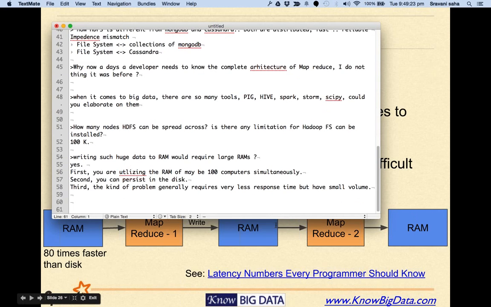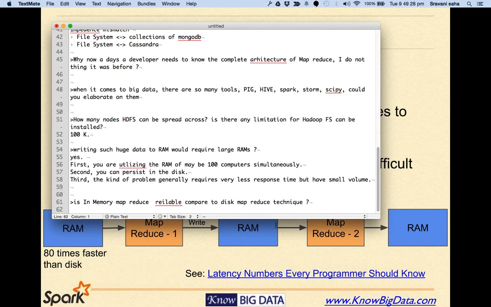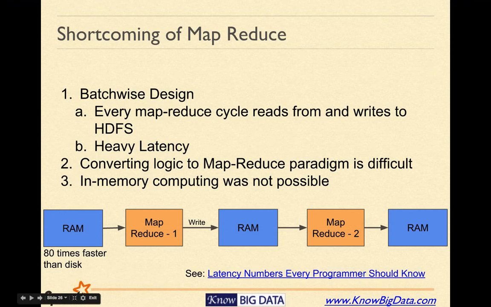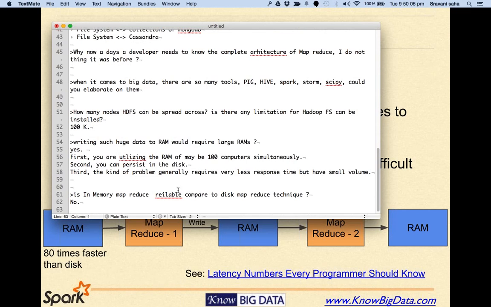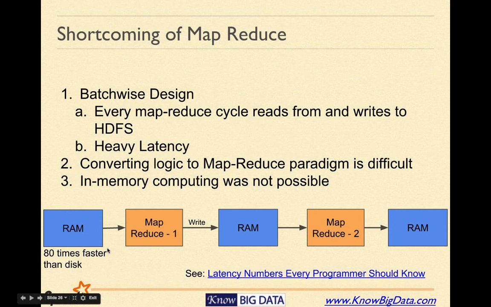Now, next question from Santosh: is in-memory MapReduce reliable compared to the disk MapReduce technique? The answer is no. Generally, the disk MapReduces are far more reliable in the sense that in case one machine goes down, it will shift the computing to another. The same thing has been taken care of here also, but in case there is a power outage and the data vanishes from the RAM, Spark may not be able to recover sometimes. Having said that, Spark has built really good redundancy, good reliability even over the RAM.